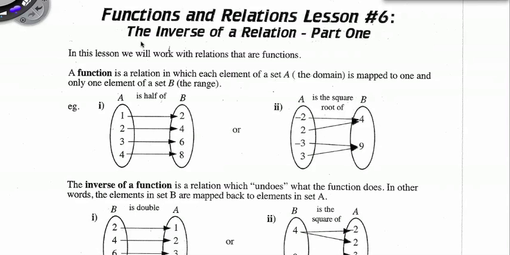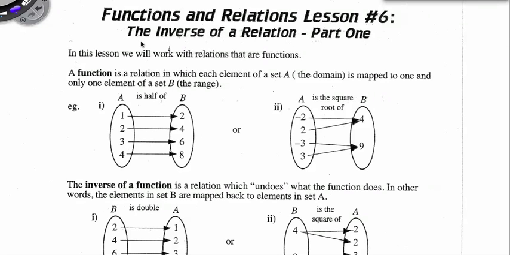Okay, so here we are at lesson 6, and in this lesson we're going to work with relations that are functions. Now remember, for functions, the rule is if you want to determine if it's a function, for every input or x value you can only have one output or y value. Sorry, I said that wrong. For every x value you can only have one y value.